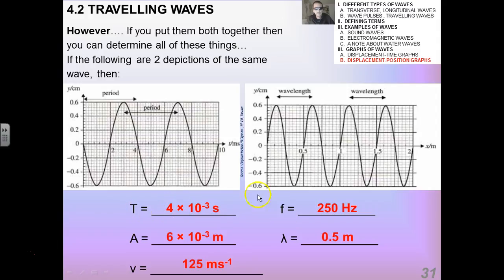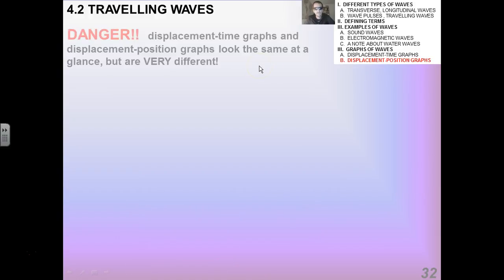Now, putting them together, it's very easy to figure out what these 5 variables are. Here's my period, here's my frequency, the amplitude. I can obviously read the wavelength, and of course I know what the velocity is according to the wave equation. So make sure that you can double check these numbers and ascertain what these values are for given 2 graphs like this depicting the same oscillation or wave motion.